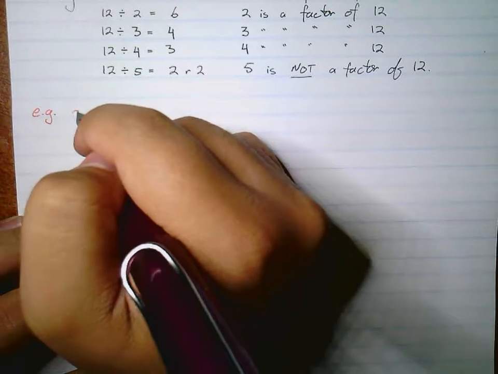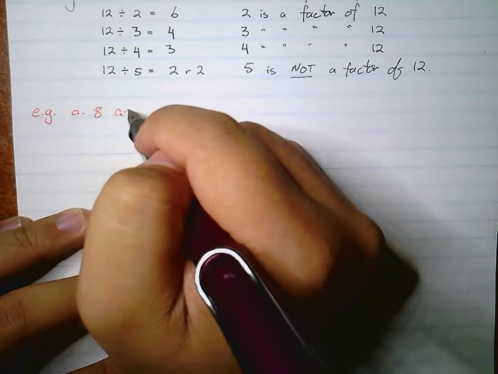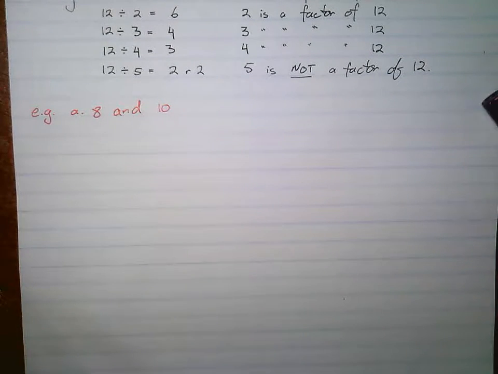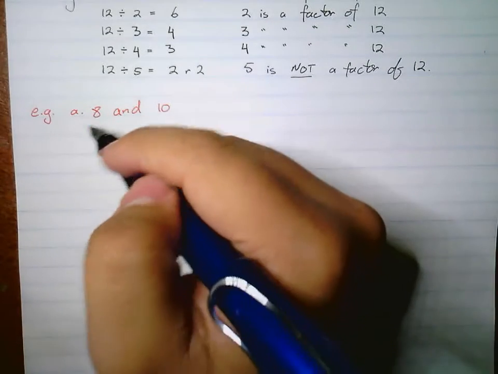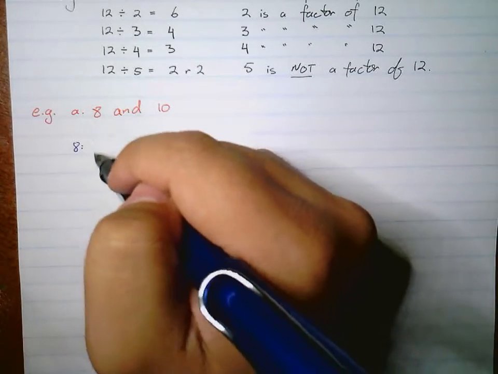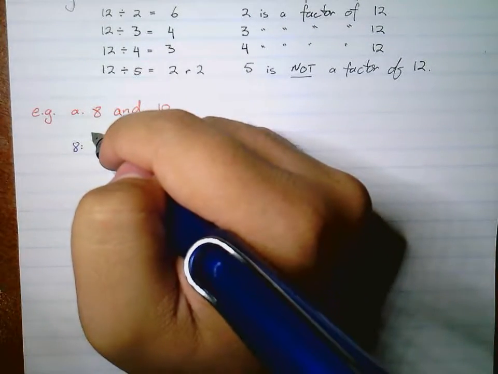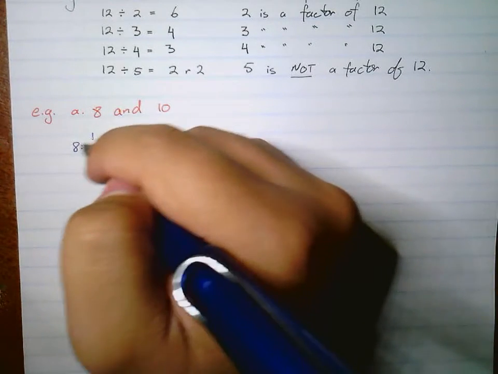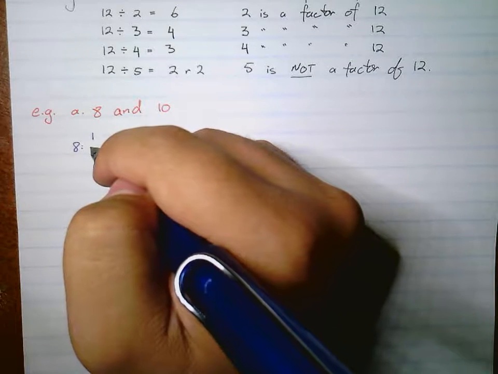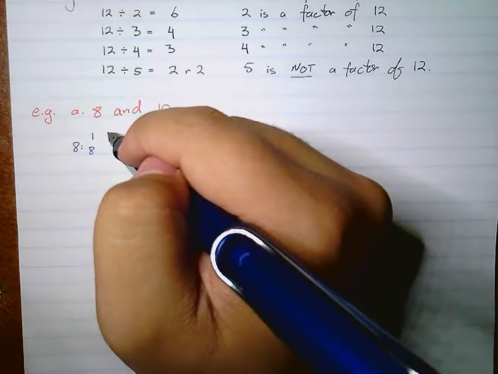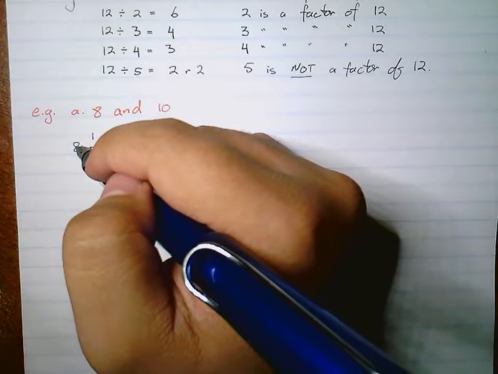Let's take a look at example A. 8 and 10. Let's find the highest common factor of 8 and 10. So let's list the factors of 8. And I list them in pairs, like this. 1 is always a factor of all numbers. 1 times what gets me 8? It's 1 and 8.